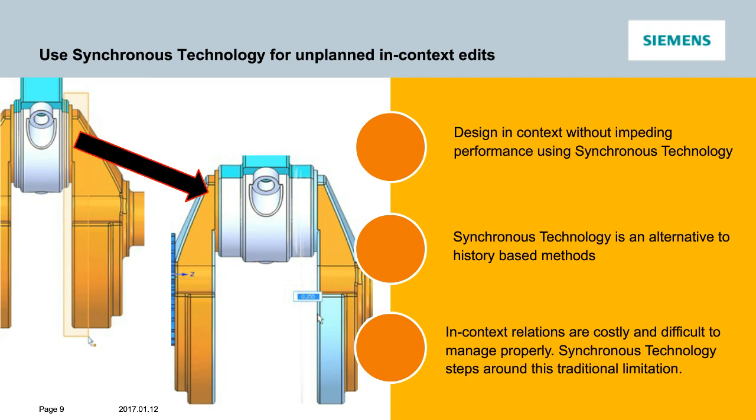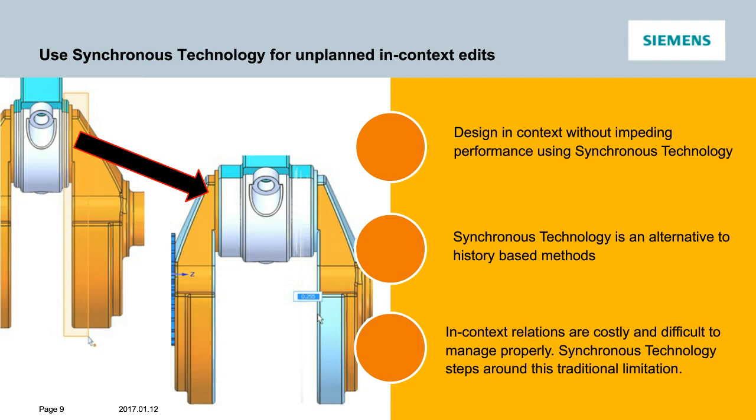One thing I'd be remiss if I didn't mention is synchronous technology. In-context relations in traditional history-based design methods are a huge thorn in the side of CAD operators trying to make very large associative models. And if this were a presentation with a live audience at this point, I'd ask everybody who's banged their head on the table before because of in-context relations in your assemblies to raise their hand. And I expect at least half of the group to do that. The most effective way to deal with in-context relations is simply to stop using them.